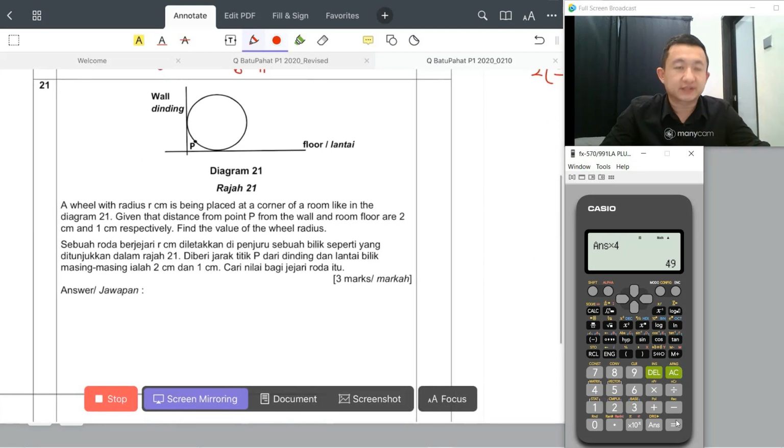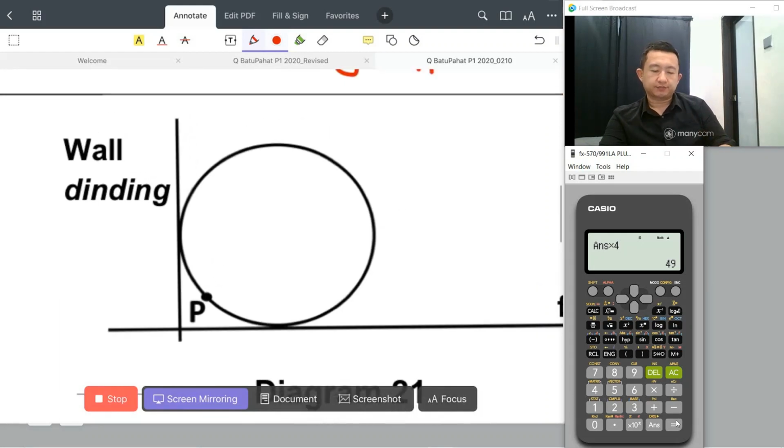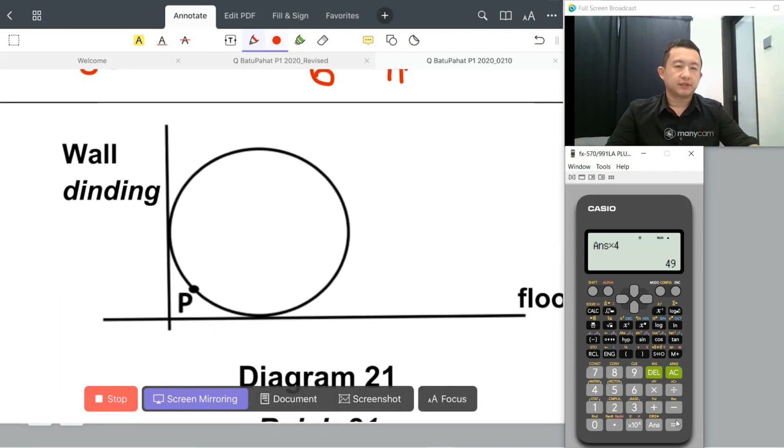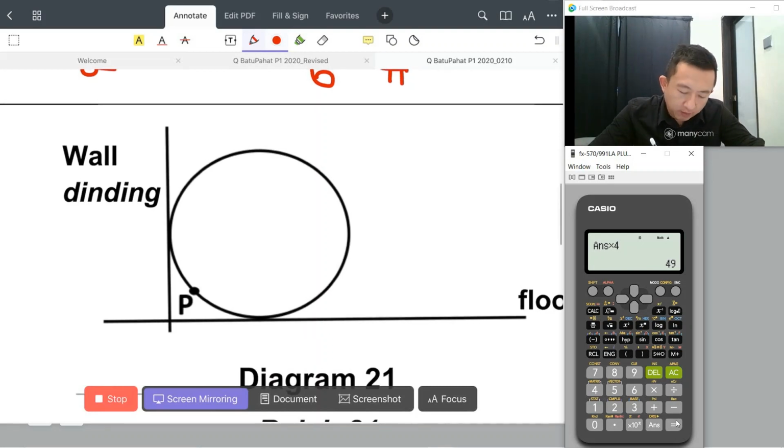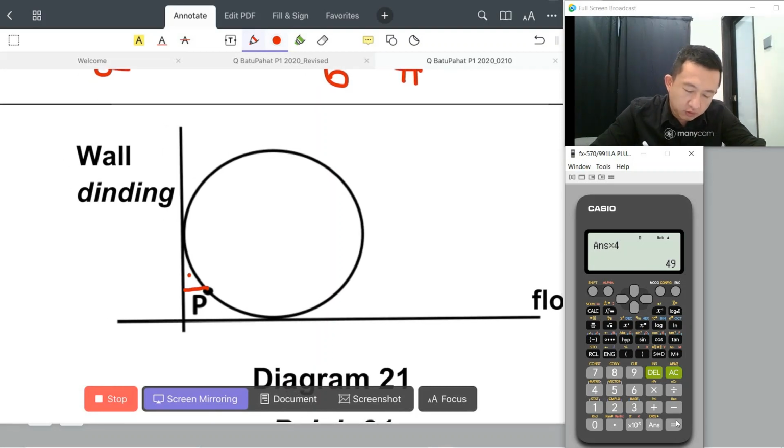Our wheel, so the circle is a wheel, with radius of R cm being placed at the corner of a room. Given the distance from P to the wall is 2 cm, and from P to the room floor is 1 cm, find the value of the wheel radius. Okay, I zoom in. Just now what you have: point P from the wall is 2 cm or m, I forgot, but 2 units. And point P to the floor is 1 unit. Okay, this is what you know.